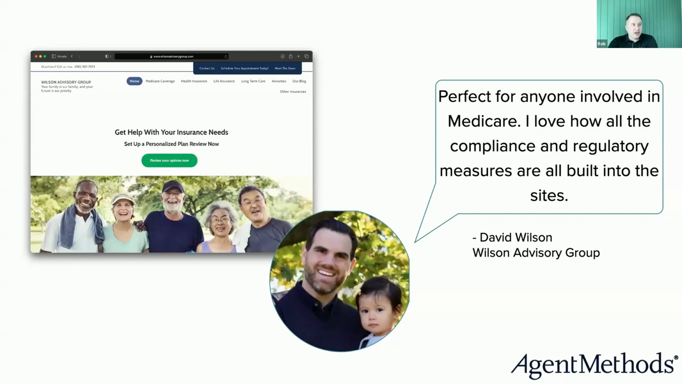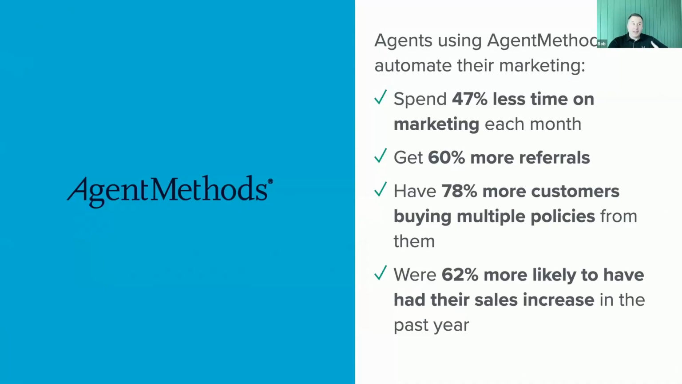And also David Wilson here. First, for anyone involved in Medicare, because we take care of that compliance and regulatory measures, they're all built in, because everything we put out there, we want to make sure that our agents are compliant and everything's in line with what they need to be, and they can trust what we're putting out there. But in all, when we look at our overall agents who utilize our platform, we find that they use 40% less time on marketing. That's 47% more time they can spend with their clients. It's 47% more time they can spend with their families. And that's what we're really looking at. How can we give you time back on your calendar to focus on other important things with your agency?